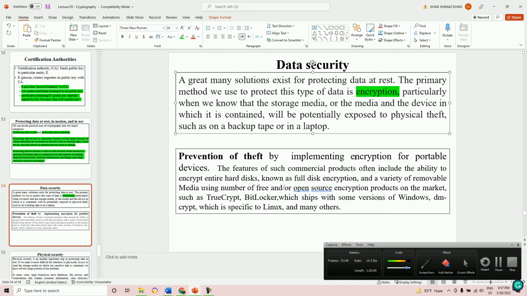Prevention of theft by implementing encryption for portable devices. The features of such commercial products often include the ability to encrypt the entire hard disk, known as full disk encryption, and a variety of removable media using a number of free and open source products. Students, TrueCrypt and BitLocker are the techniques which can be used to encrypt your entire hard disk.